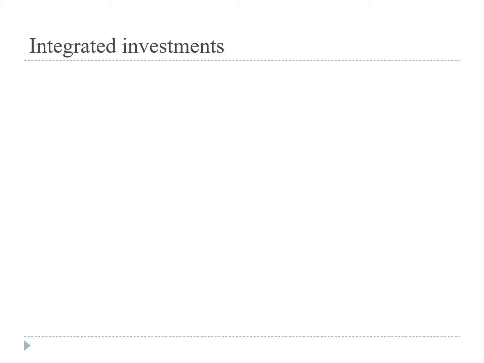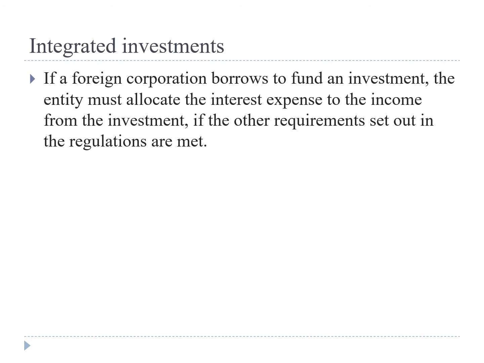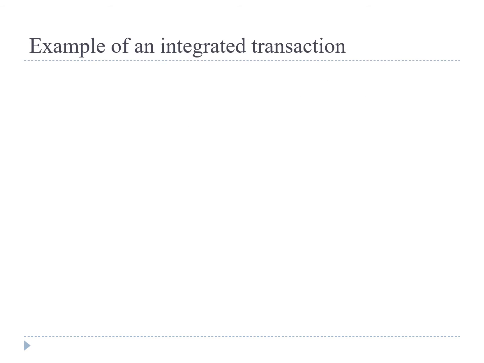Another type of direct interest allocation involves integrated transactions. If a foreign corporation borrows to fund an investment, the entity must allocate the interest expense to the income from the investment if the other requirements set out in the regulations are met. Here's an example of an integrated transaction.